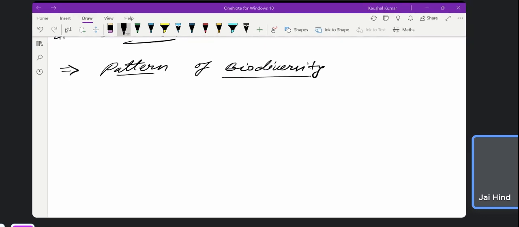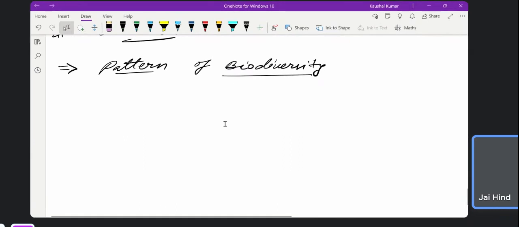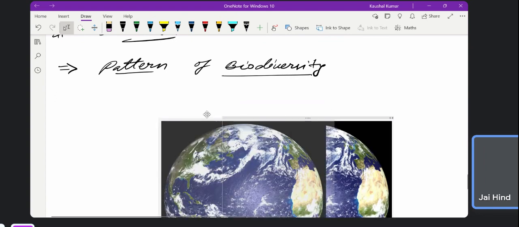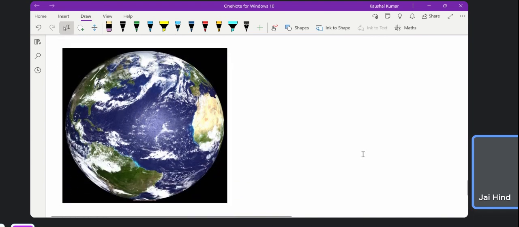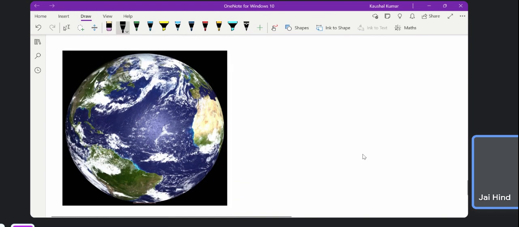As you see here, the pattern of biodiversity will be different if you go from the equator to the pole. It will vary. So this is the Earth. This is a very fine picture you can see here. Unfortunately, I got a different kind of picture than I should see, but leave it, we'll use this picture only.